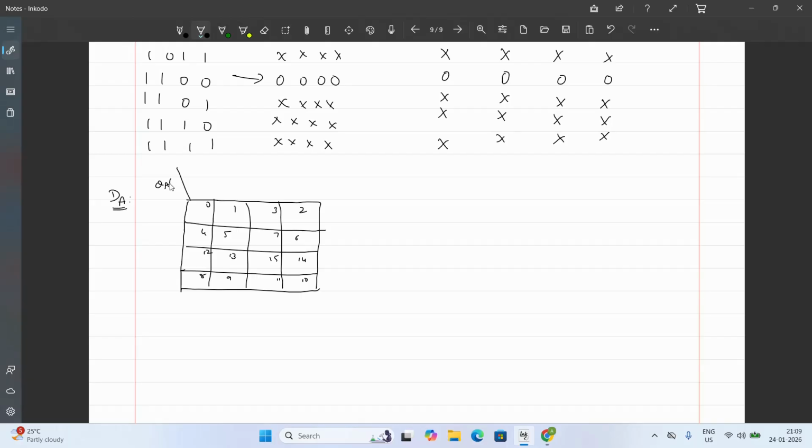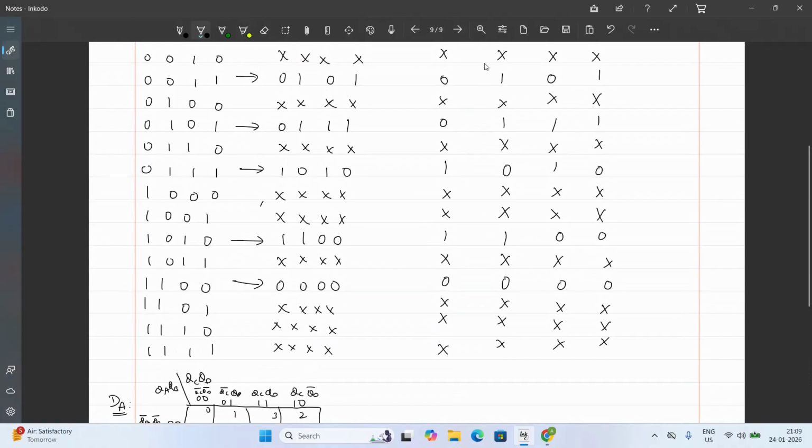Here you have QA and QB. This side will be QC, QD. 0, 1, 1, 1, 1, 0. Similarly, 0, 0, 0, 1, 1, 1, 1, 0. This will be QC bar QD bar, QC bar QD, QC QD, QC QD bar, QA bar QB bar, QA bar QB, QA QB, QA QB bar.